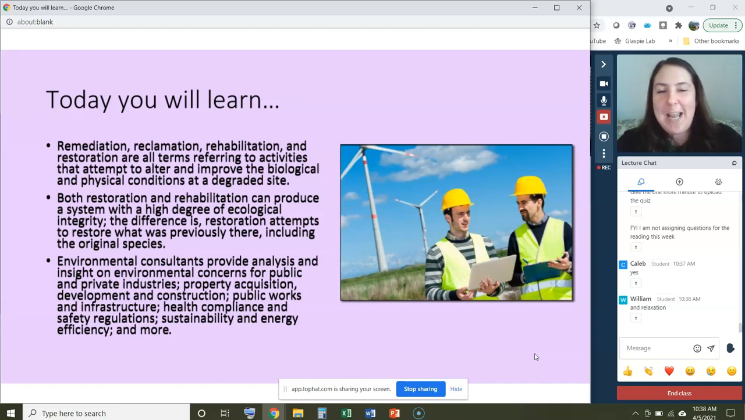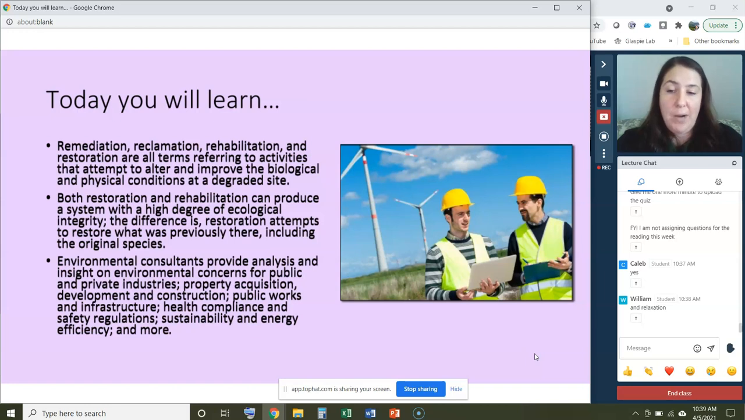So the learning goals for today are to understand that remediation, reclamation, rehabilitation, and restoration are all terms referring to activities that attempt to alter and improve the biological and physical conditions at a degraded site. You'll learn that both restoration and rehabilitation can produce a system with a high degree of ecological integrity, but the difference is that restoration attempts to restore what was previously there, including the original species, whereas rehabilitation doesn't necessarily do that.